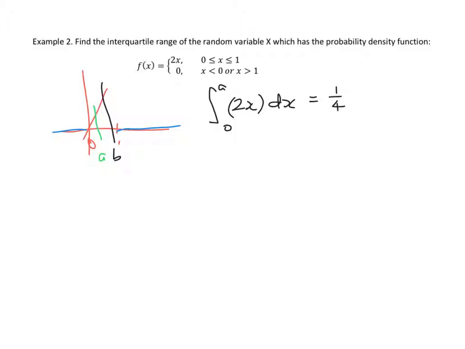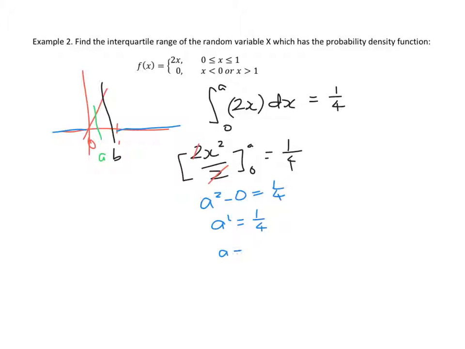So let's integrate that. We have 2 times x squared on 2 from 0 to A equals 1/4. These 2's will cancel, which is very convenient. So that gives us A squared minus 0 equals 1/4. A squared equals 1/4, so therefore A is equal to plus or minus 1/2. But because A is greater than 0, A has to equal 1/2.